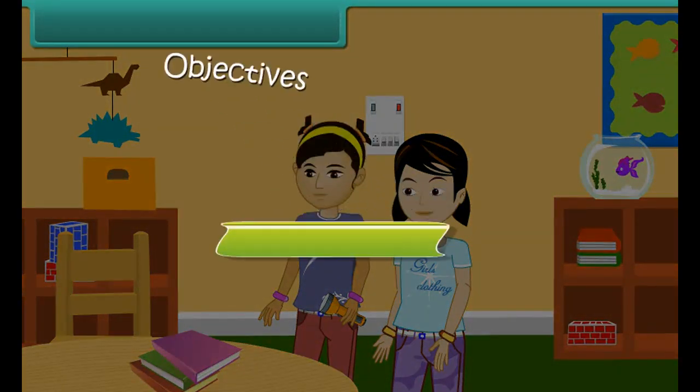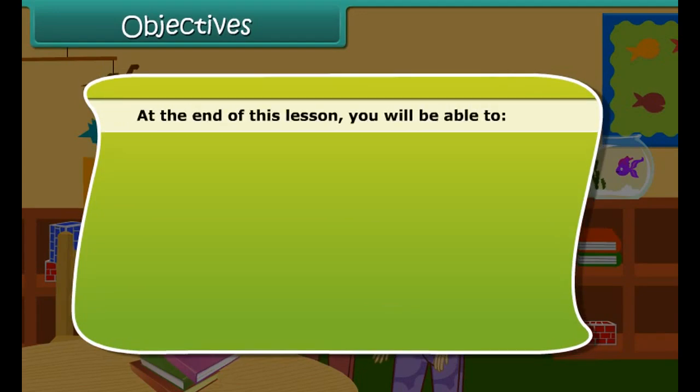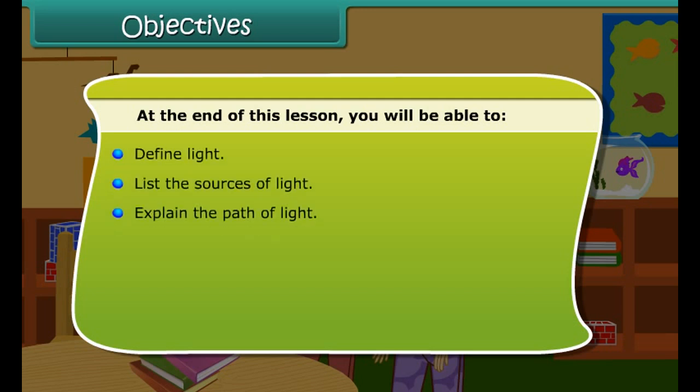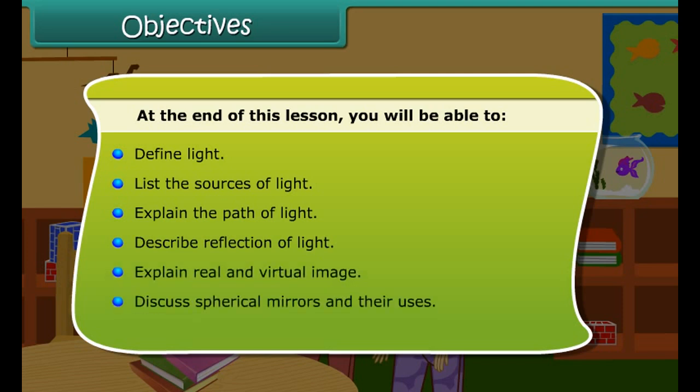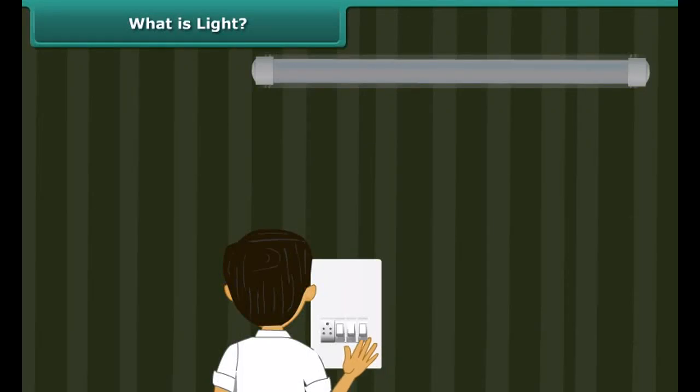Objectives. At the end of this lesson, you'll be able to define light, list the sources of light, explain the path of light, describe reflection of light, explain real and virtual image, discuss spherical mirrors and their uses, discuss types of lenses and their uses.